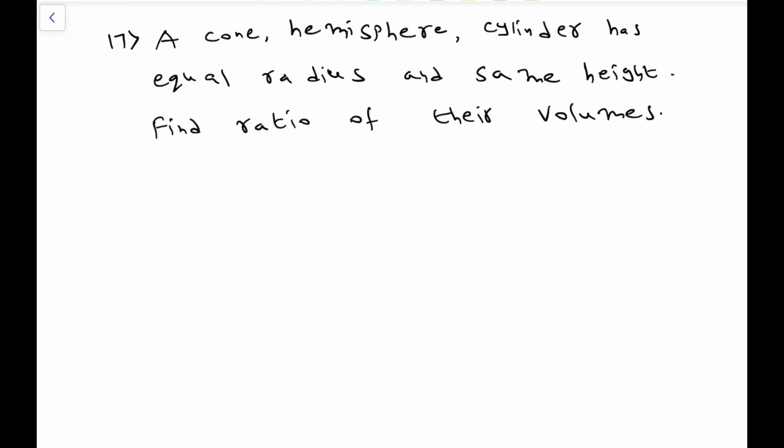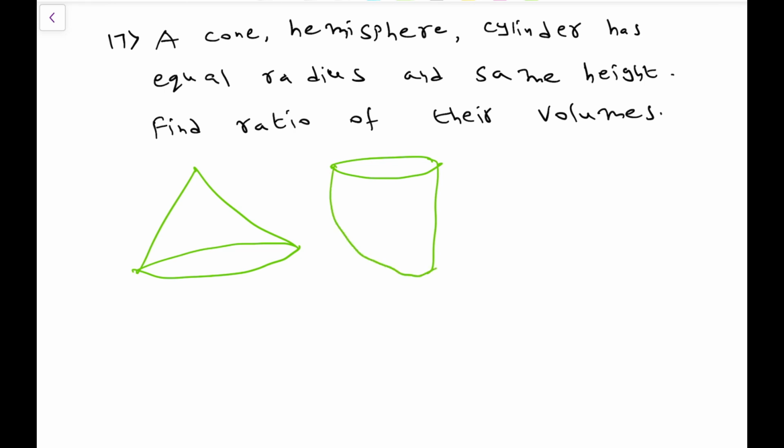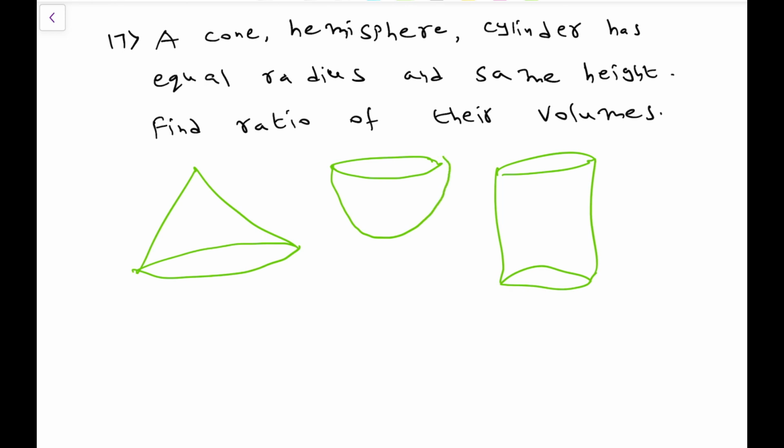Next question is, a cone, hemisphere, cylinder have equal radius and same height. Then find the ratio of their volumes. So which figures are there? Cone, hemisphere and cylinder. Let us draw those. Cone, hemisphere and a cylinder. Okay, cone, hemisphere and cylinder. He said that clearly they all have equal radius and same height.